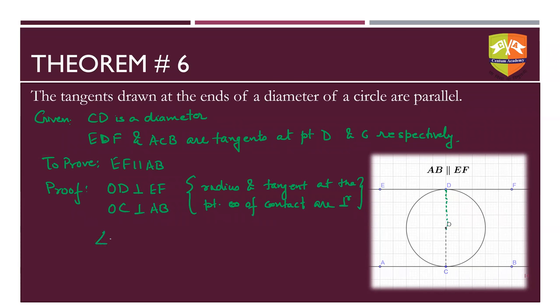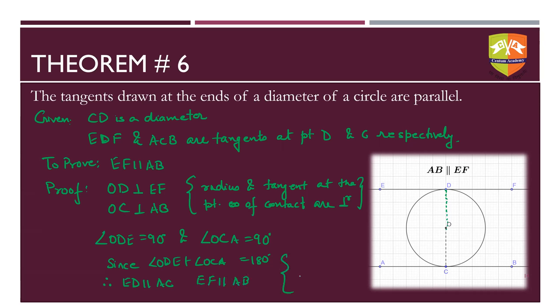So you can say angle ODE is equal to 90 degrees and angle OCA is equal to 90 degrees. Right. And now either you use interior angle or co-interior angle to be supplementary. Since angle ODE plus angle OCA is equal to 180 degrees, therefore you can declare ED is parallel to AC. And since these are lines, hence you can say EF is parallel to AB.